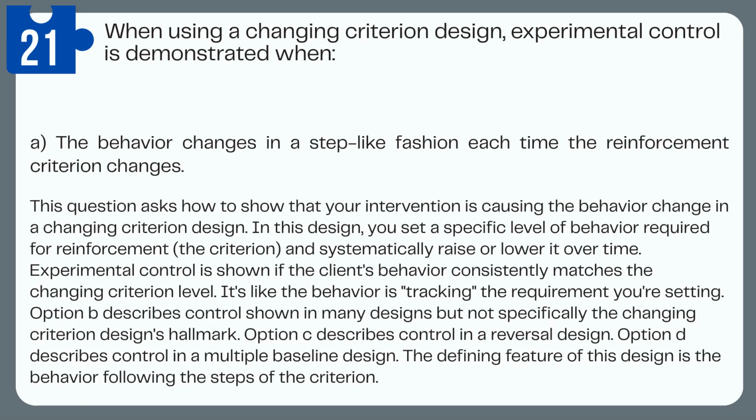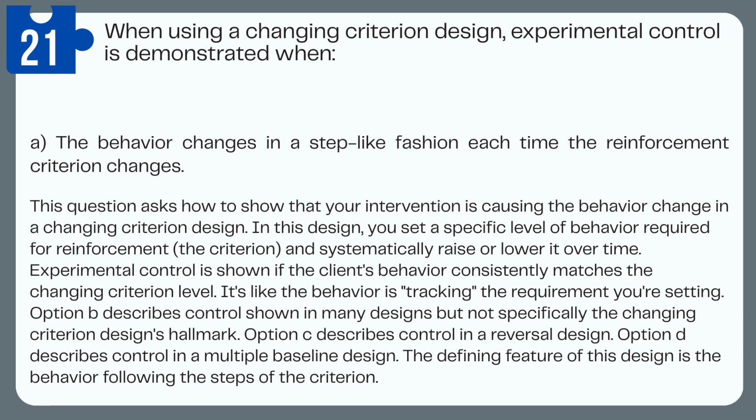Answer: A. The behavior changes in a step-like fashion each time the reinforcement criterion changes. This question asks how to show that your intervention is causing the behavior change in a changing criterion design. In this design, you set a specific level of behavior required for reinforcement, the criterion, and systematically raise or lower it over time. Experimental control is shown if the client's behavior consistently matches the changing criterion level. It's like the behavior is tracking the requirement you're setting.